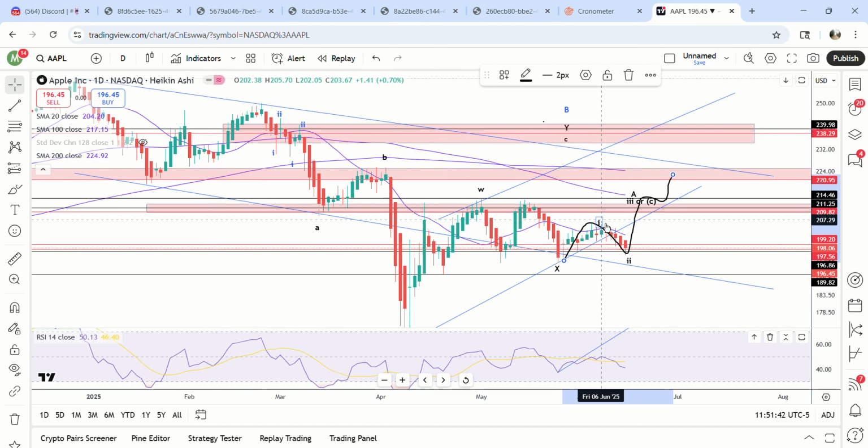This is probably a first and second wave, invalidation below the May 23rd low. Minimum target is going to be 220.